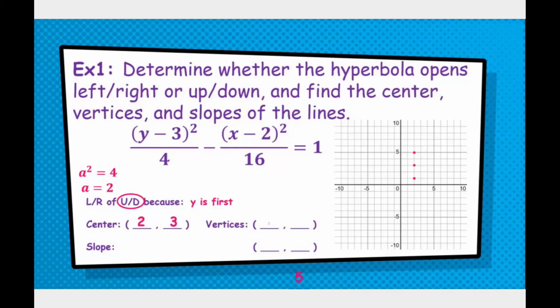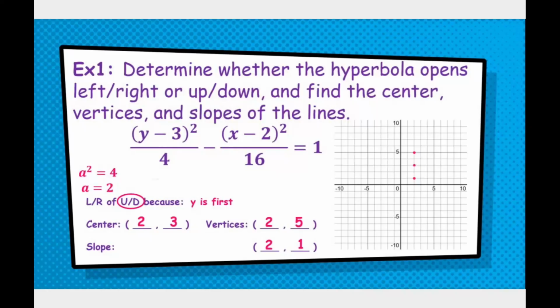Now that I have those points there, I think it's a lot easier to say, what is that point? Well, I went over 2 and up 5, so that point's 2, 5, and the other one should be 2, 1. Just looking at those points to see what they are for the vertices.